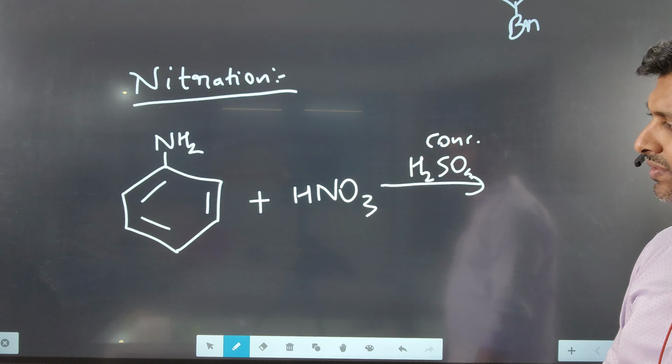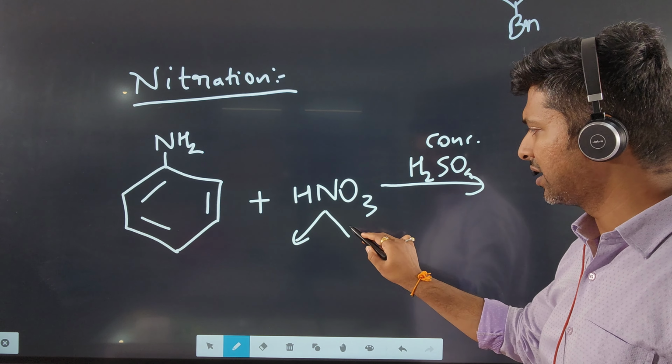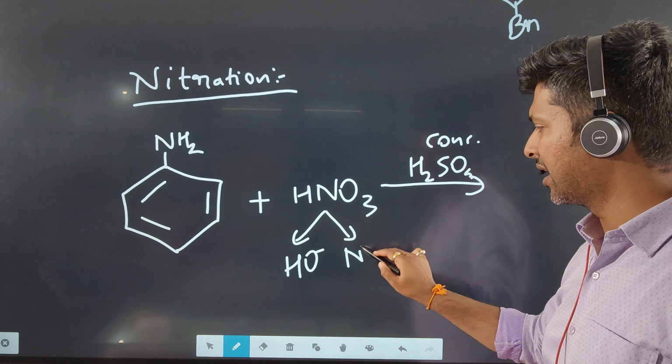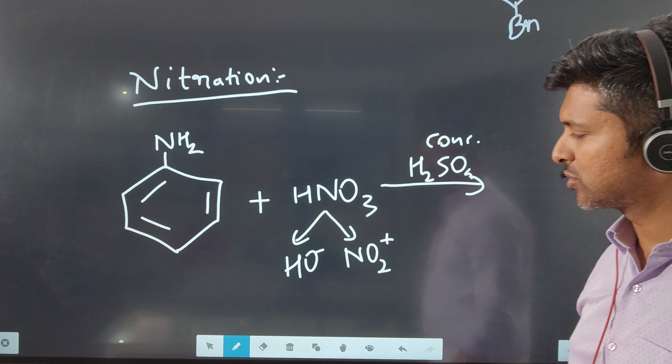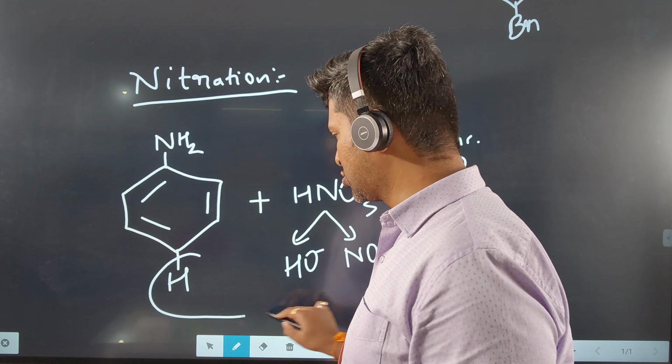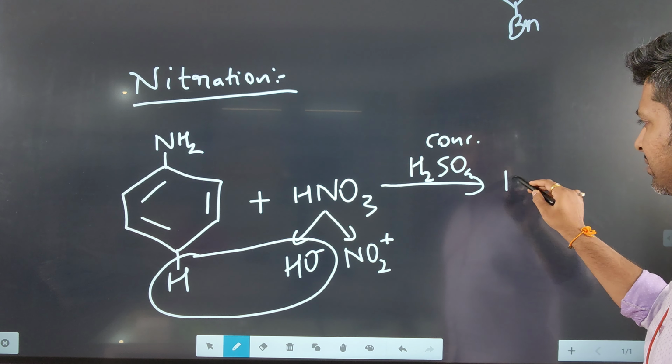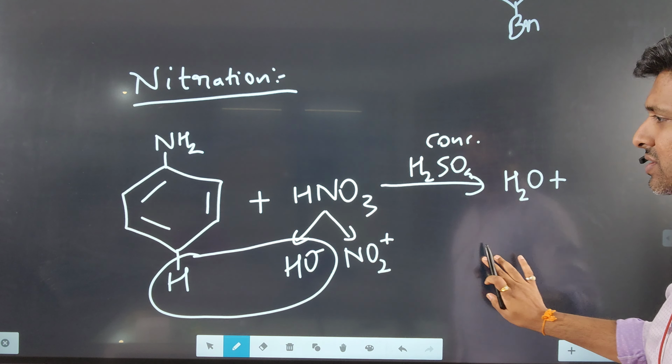Okay, HNO3 along with H2SO4 is the nitrating mixture. This will split into OH minus and NO2 plus. What is going to happen? This H and OH will combine to form H2O and NO2 will get attached at the para position.